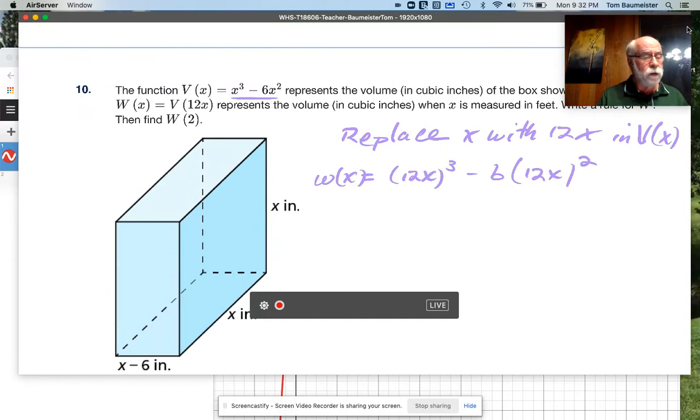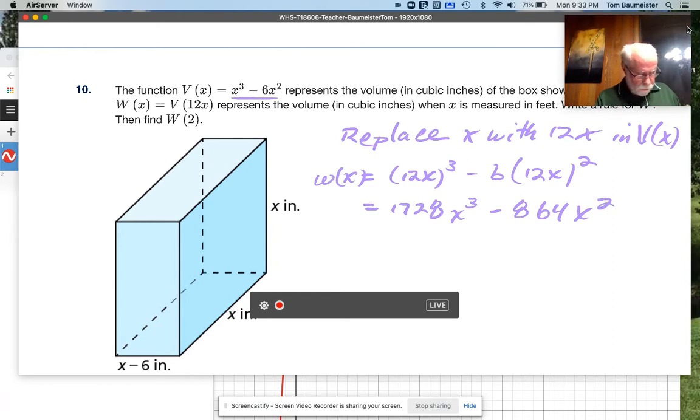All right, so if we do that, 12 times 12 times 12 is 1,728 x cubed. And then I'm going to have 6 times 12 squared. 12 times 12 is 144. So times 6, that will give us 864 x squared.